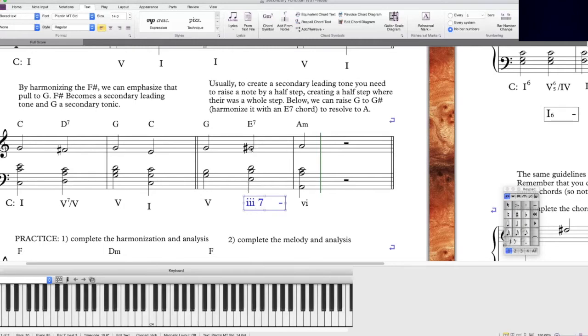This G sharp sends it aurally, right? In our ear, we now hear this chord doing something else. We hear it functioning as a dominant of 6, a 5/7 of 6. So let's listen to this now with the G sharp.